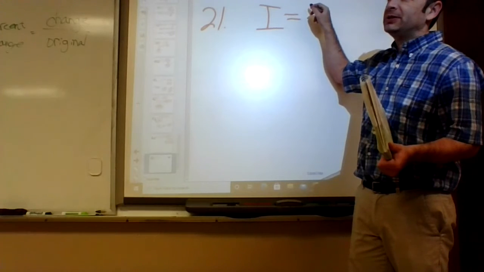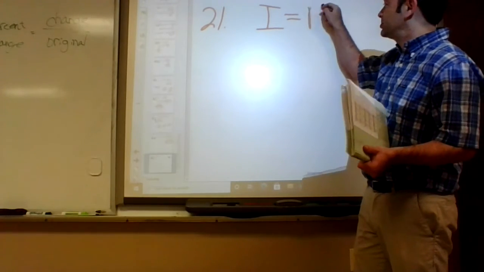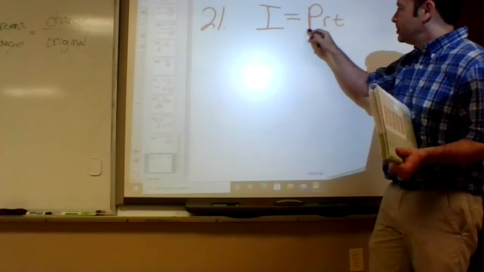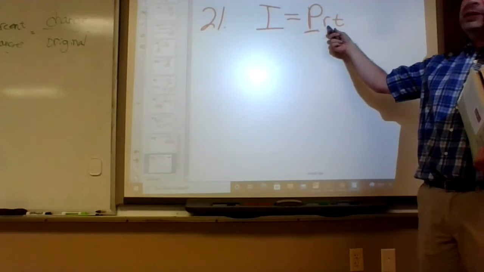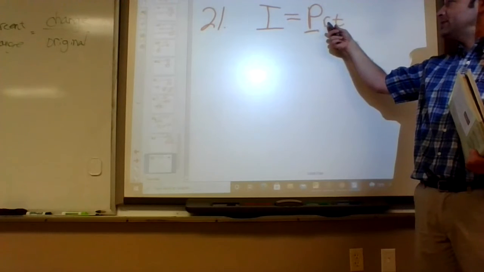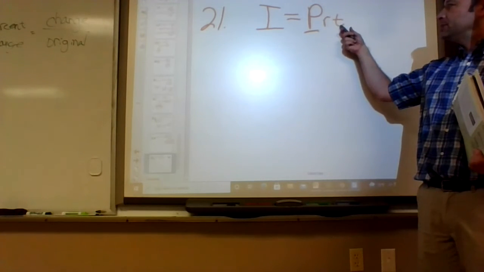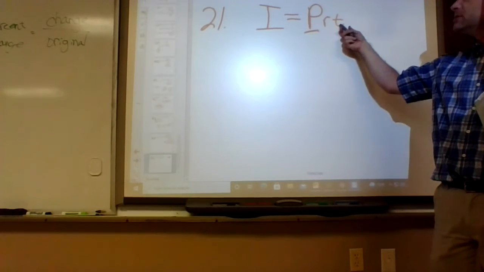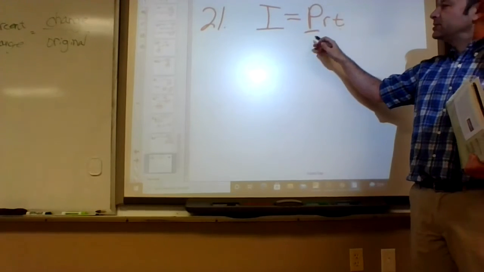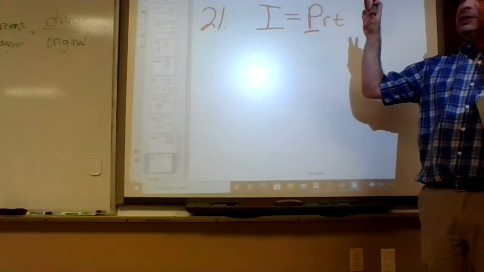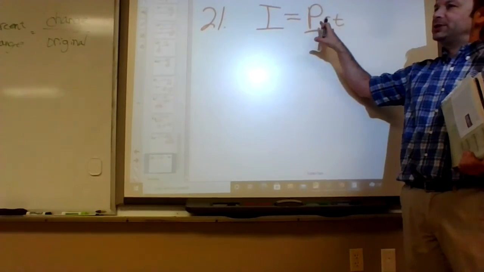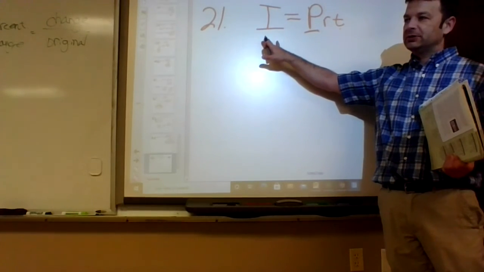Now listen, interest equals principal times rate times time. Principal just means the money that you are investing. The rate is like 2%, 3%, 4% per year. So you just multiply those three numbers together to get the interest.